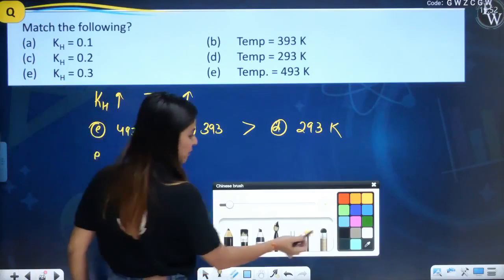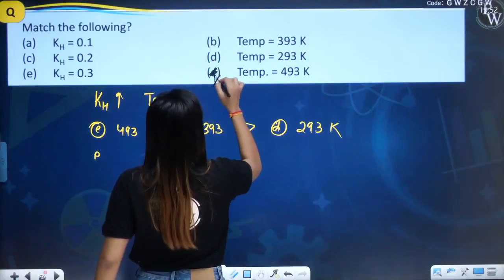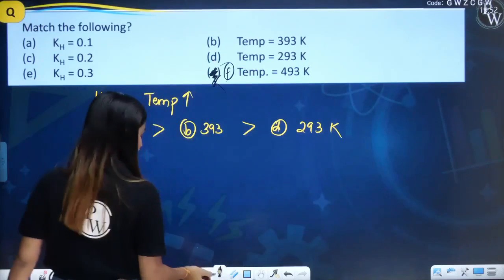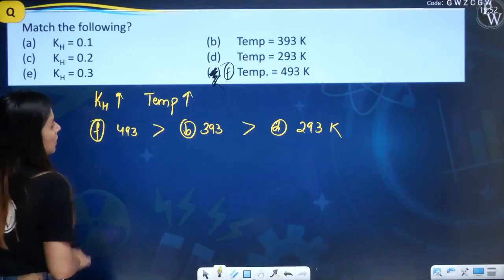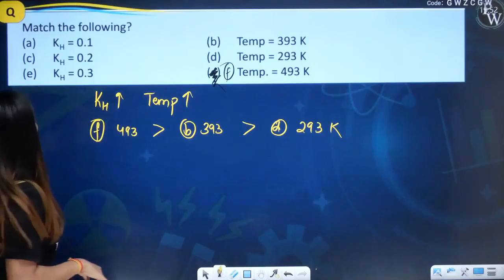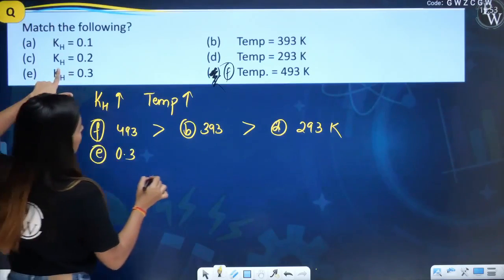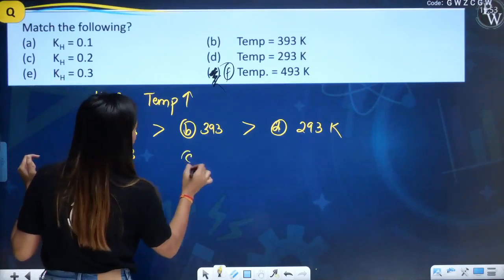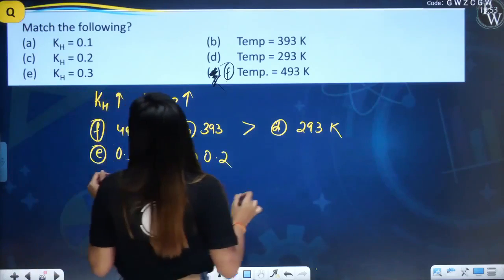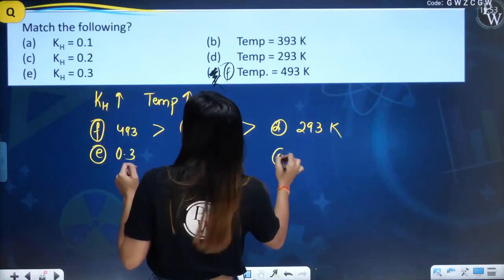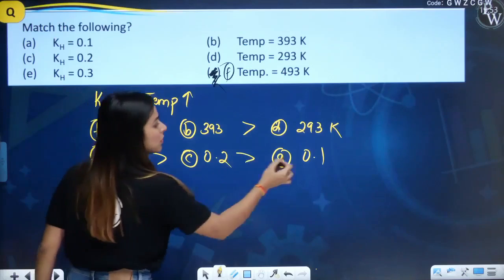Let's write it as F, my dear students. Write it as F. I've written the temperatures. Now, the maximum is 0.3 for E. Then I have 0.2 for C. And then I have A, which is 0.1. So this will be the absolute matching.